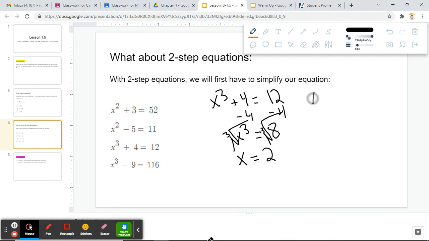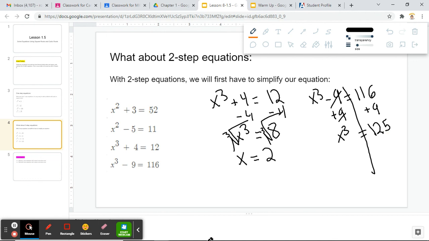Okay, last one here. x cubed minus 9 is equal to 116. Start off by canceling out that negative 9 by adding 9 to both sides. These will cancel out here. On the left, I have x cubed. On the right, I have 125. Now if I take the cube root of both sides, x cubed will become just x, and 125 will become 5.